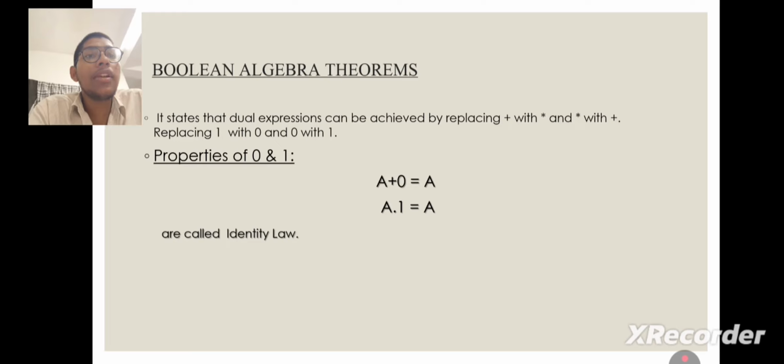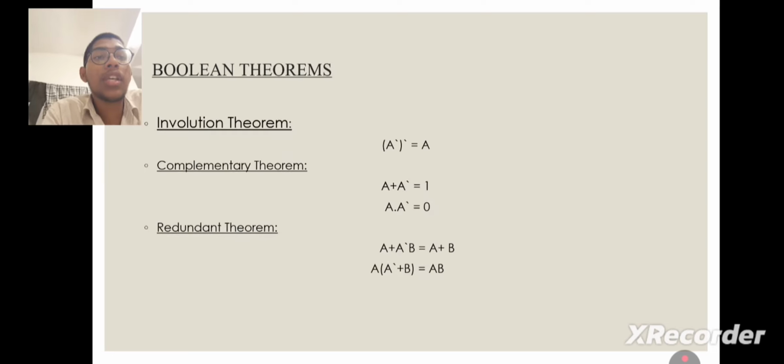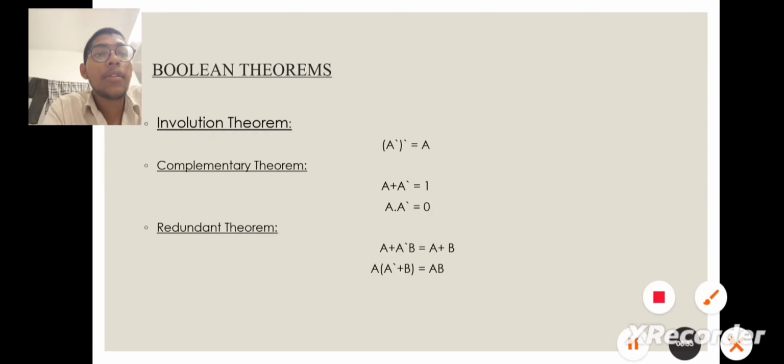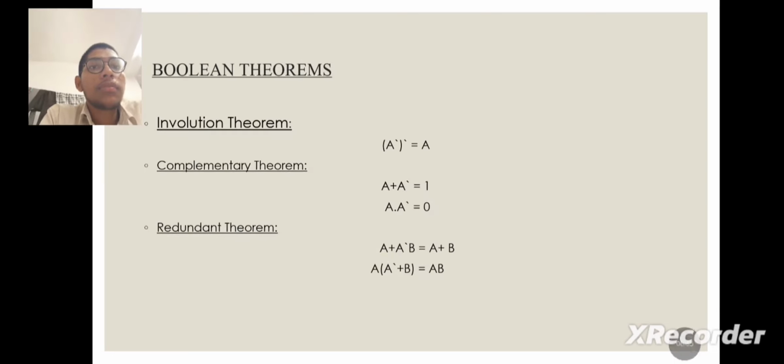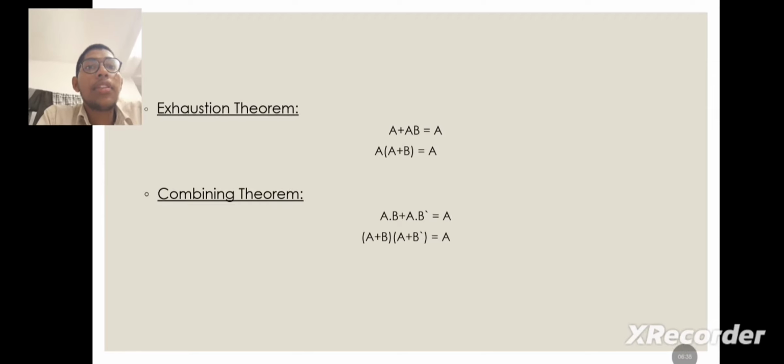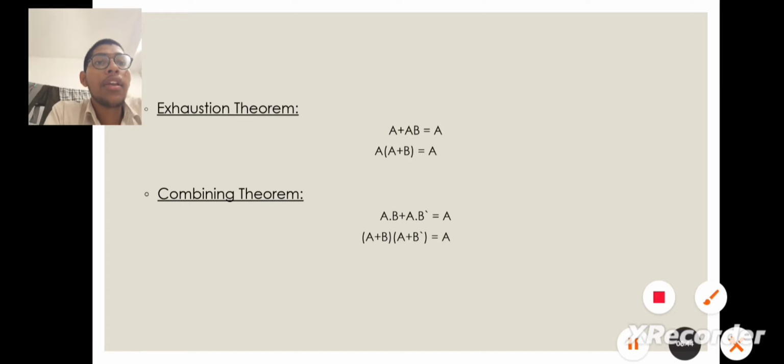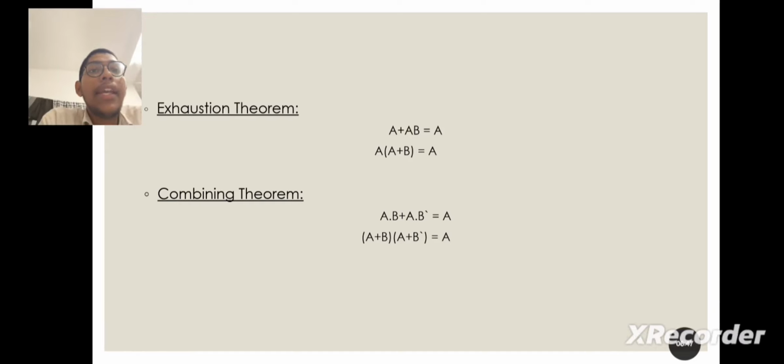A plus 0 equals A. A into 1 equals A. These we discussed before; this is the identity law, and now we are using the identity law. Now we are seeing the absorption theorem. A plus A B equals A. A into (A plus B) equals A. This is called the absorption theorem.